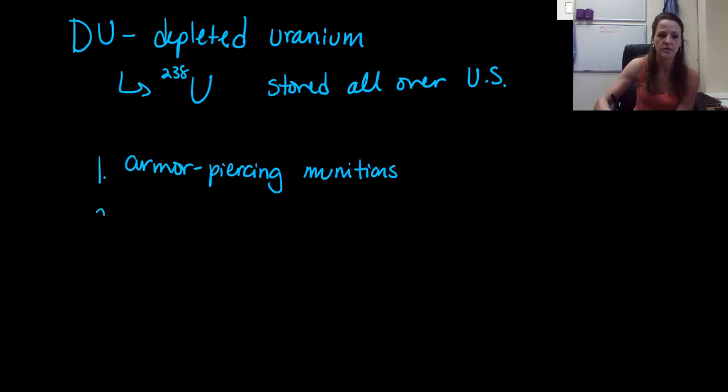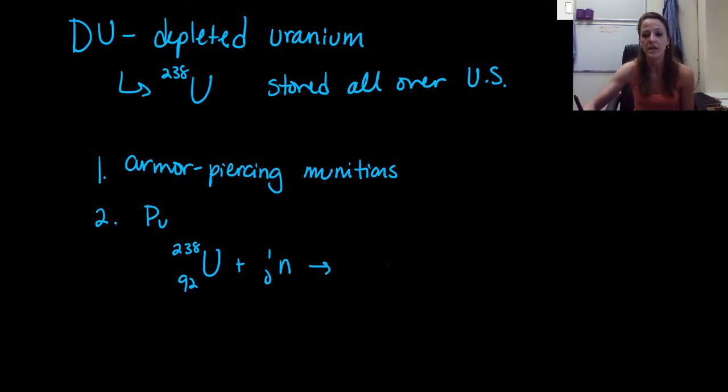The second one is we can use it to actually create plutonium. So this is a really neat mechanism. Instead of starting with uranium-235, like we've been talking about this whole time, you start with uranium-238 and you treat it with a neutron, a very high energy neutron. Now, immediately what happens is your uranium turns to uranium-239, which is incredibly unstable. It barely lasts, not even for a second.